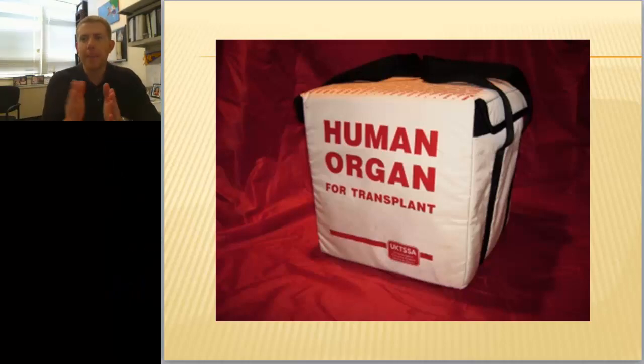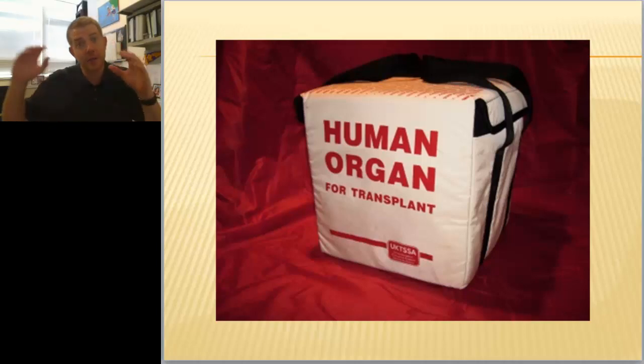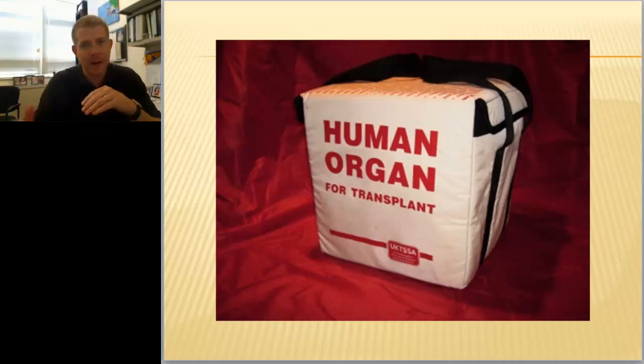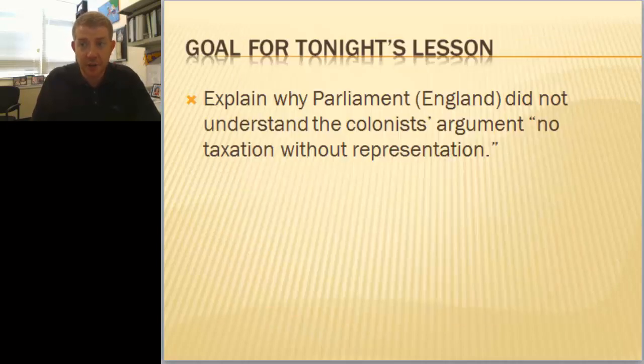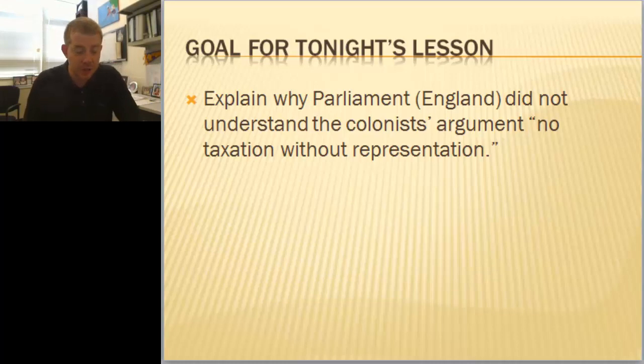And so I want to build the case for what leads to the Declaration of Independence and what leads to the American Revolution, while also continuing to think about this dual blame. How do we blame England? How do we blame the colonies for the breakdown of this relationship? So we're going to do a little reviewing, and we're going to look at some new things here today, but our objective in this video is to put you in a position to be able to explain why Parliament did not understand the colonists' argument, no taxation without representation.